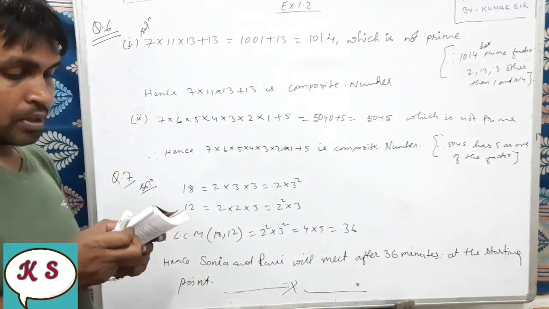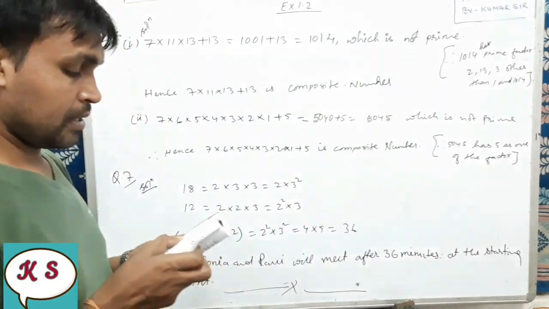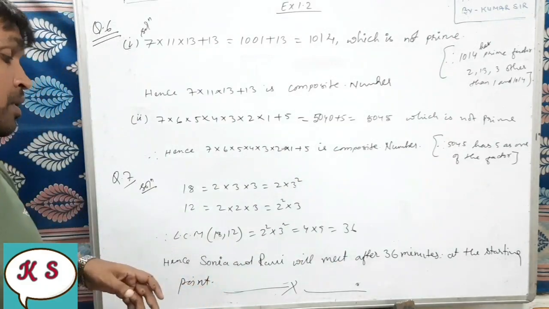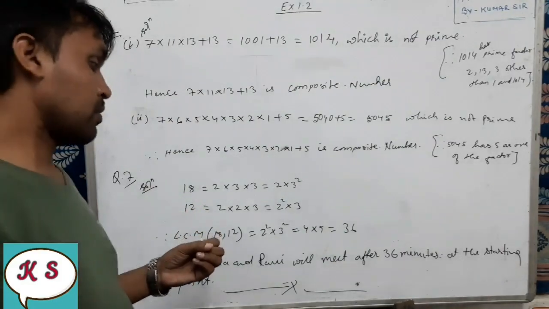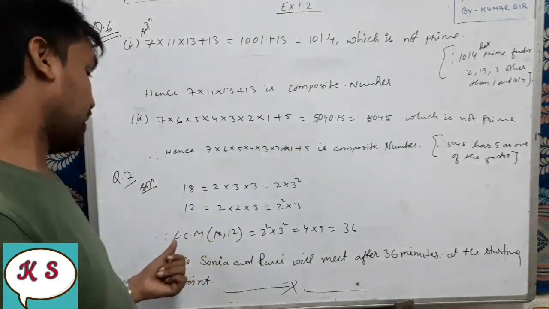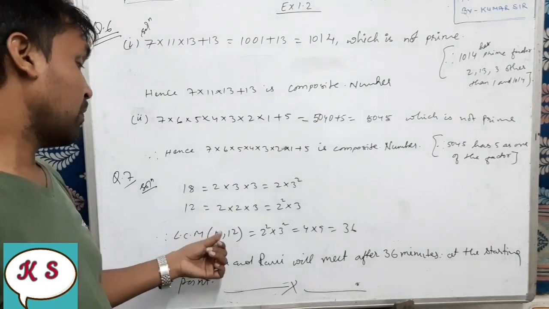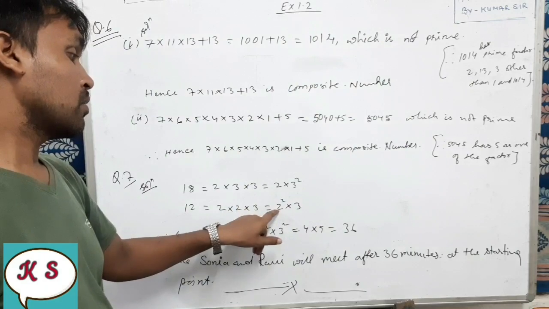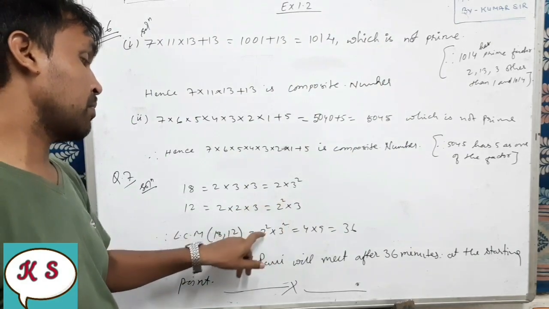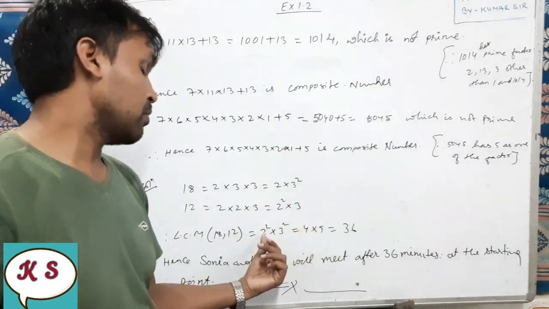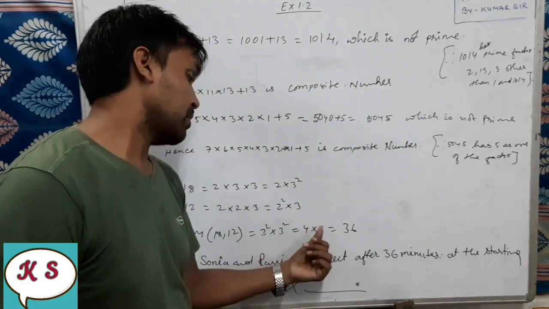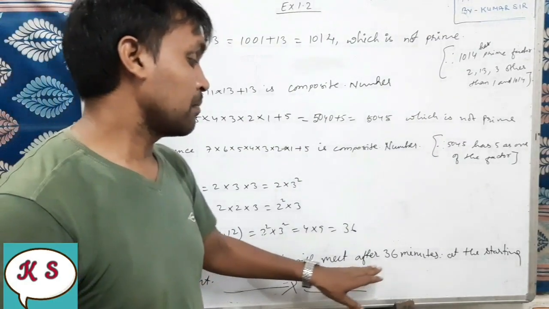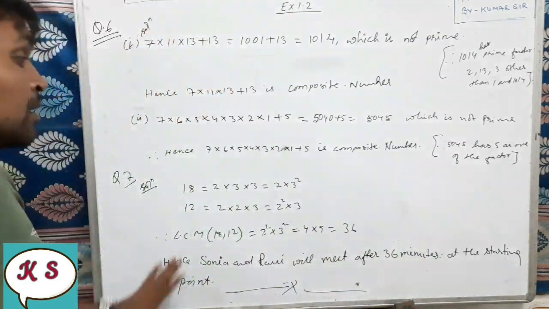Now suppose they both start from the same point at the same time and go in the same direction. After how many minutes will they meet again at the starting point? That means they are asking us to find the LCM, nothing else. The LCM of 18 and 12: the highest powers are 2 to the power 2 and 3 to the power 2. 2 to the power 2 is 4, and 3 to the power 2 is 9, so 36. Hence Sonia and Ravi will meet after 36 minutes at the starting point.